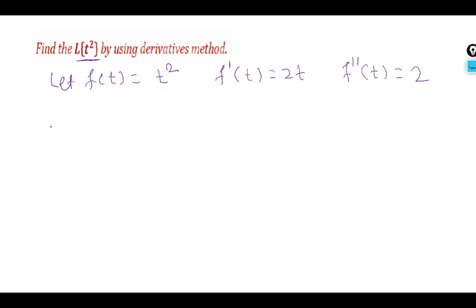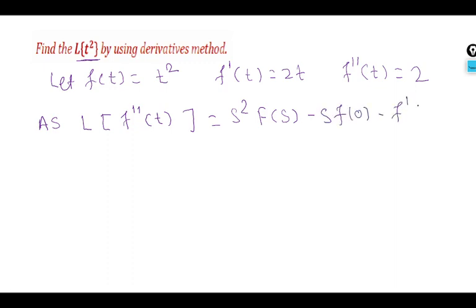Now let me use a derivative property, but we use the derivative for f double dash. So that's better. So Laplace of f double dash of t is s squared Fs minus s f of 0 minus f dash of 0. So this is the property that we have. What is f double dash here? F double dash is 2 only. So Laplace of 2 on the left hand side. F double dash of t is 2 we got.